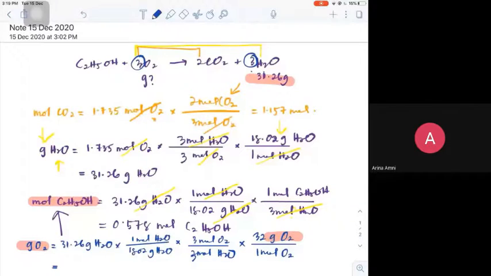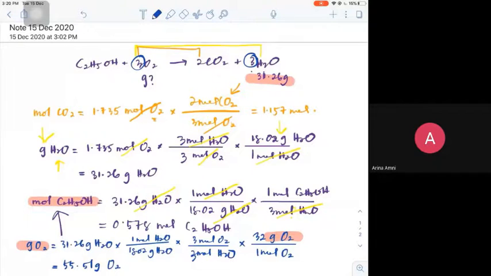We are waiting for you, Arina, your answer. 55.51 gram. Gram of the oxygen that is used to produce 31.26 gram of H2O.